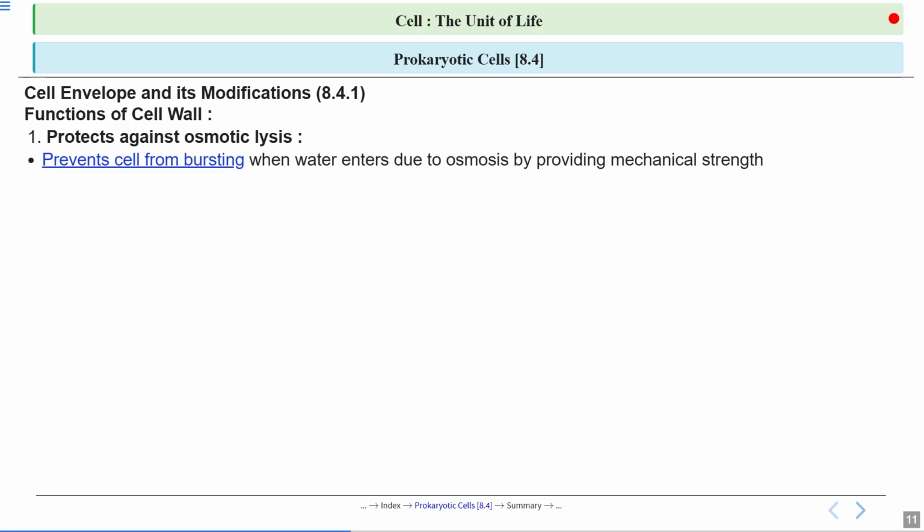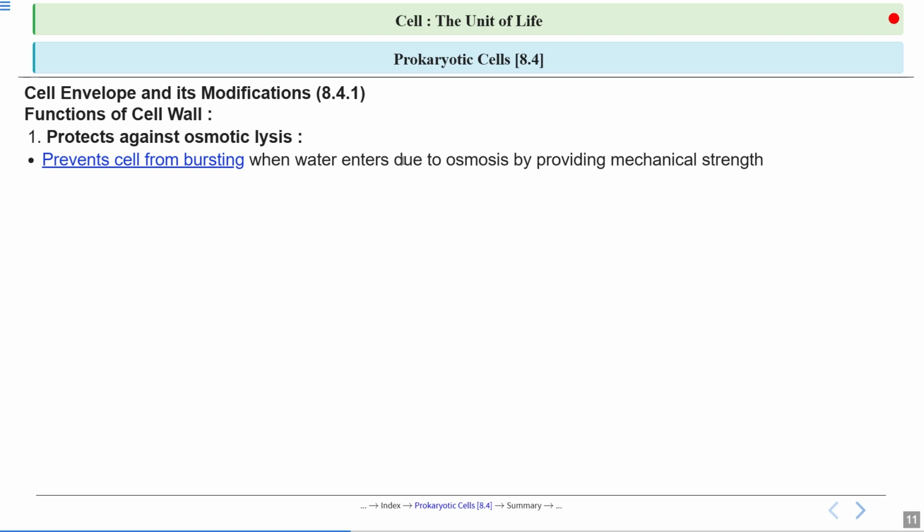It means that the cell wall prevents the cell from bursting when water enters into the cell due to osmosis. And how does this protect the cell? By providing mechanical strength to the cell. So the cell wall prevents the bursting or lysis of the cell when water enters due to osmosis. This is known as osmotic lysis.